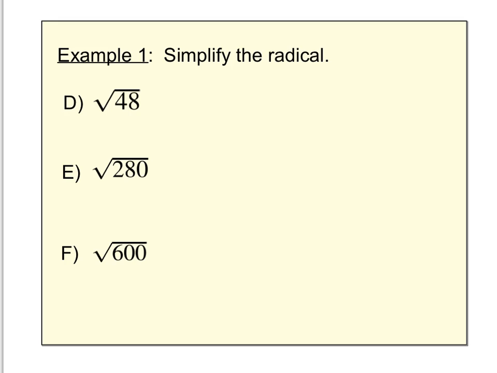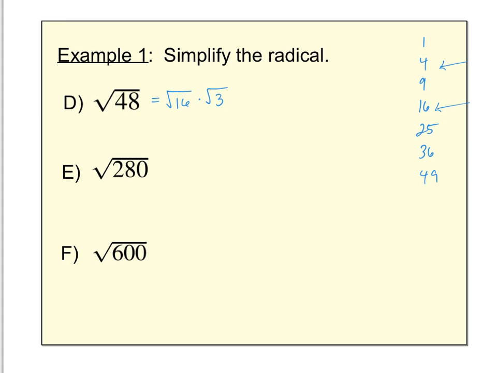So 48, is 48 a perfect square? The answer is no. So I want to think about my perfect squares and think about, do any of them divide into it? And you want to pick the one that's the highest. So when I think about 48, I know 4 divides into 48, but so does 16, and 16 is higher, so I'm going to go with the higher one. So 16 times 3 is 48, and so I'm going to break that radical apart into root 16 and root 3, because 16 times 3 is 48.